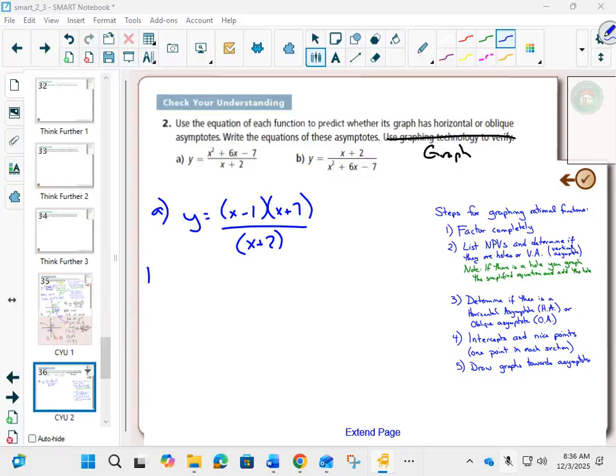So our non-permissible value, x can't equal negative 2, and we have to decide if this is going to be a hole or a vertical asymptote. So once it's factored, that factor of x plus 2 does not simplify and go away with any factors on the top. So that means we're going to have a vertical asymptote at x equals negative 2. Next, we have group 1. The degree is bigger here.